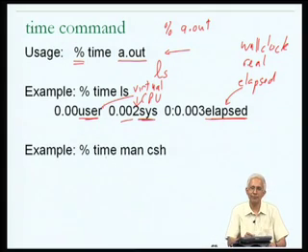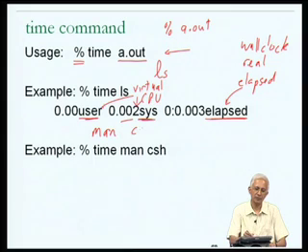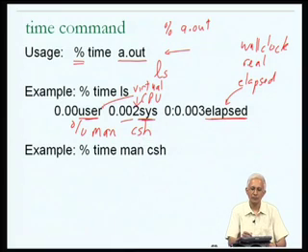Here I'm going to use the time command to find how much time it takes to execute the command man csh. Now what is man csh? We've come across csh before. I could have run the same command by typing man csh. Csh was one of the shells that is available on many Unix and Linux systems. It's a command interpreter.